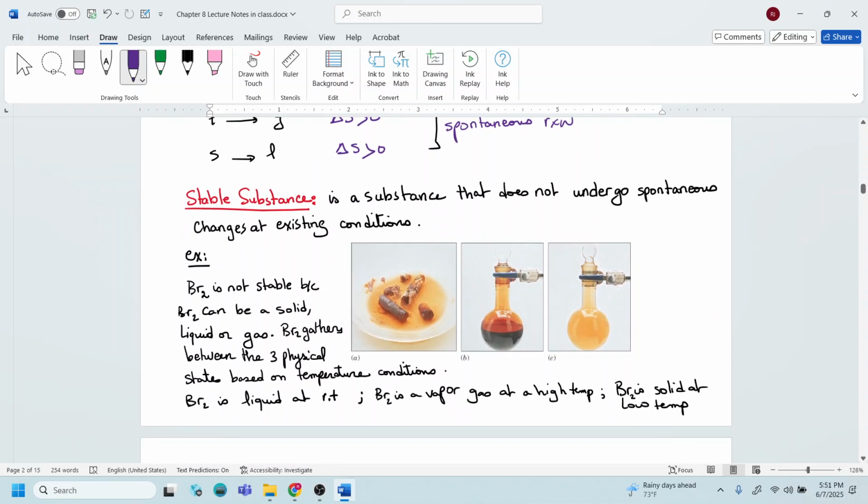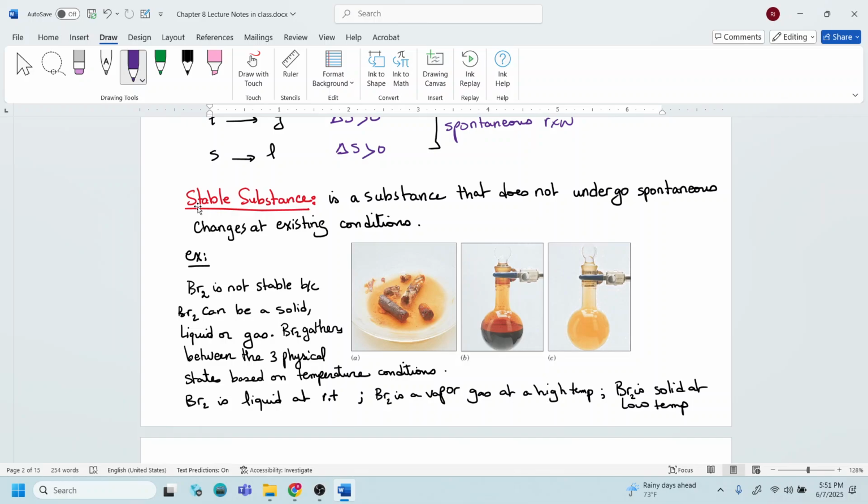Okay? Now, the term stable. If you have a stable substance, what does that mean? A stable substance is a substance that, as the name says, is stable. It does not undergo spontaneous changes at existing conditions. So if you have a solid, it stays a solid in all conditions. It does not change into other physical states.